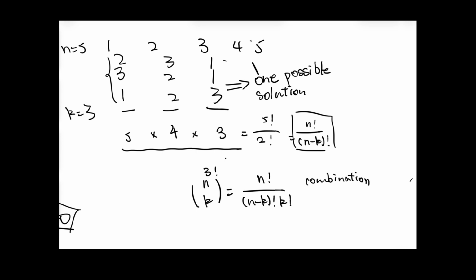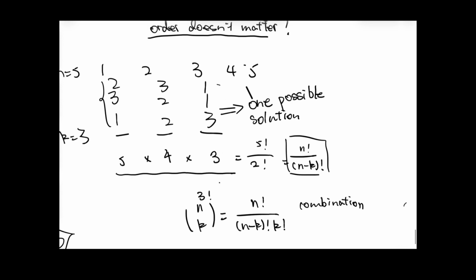Well, there might be certain cases where we don't want to ignore the different ordering, or when order actually matters. If that's the case, it's called permutations. We just wouldn't divide by the k factorial. We'll just use this. That's called permutations. So yeah.